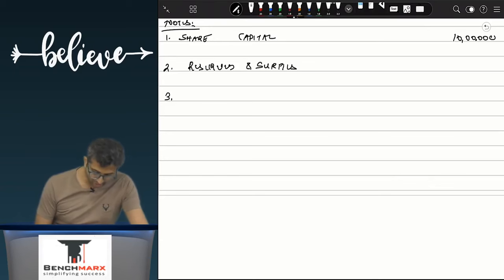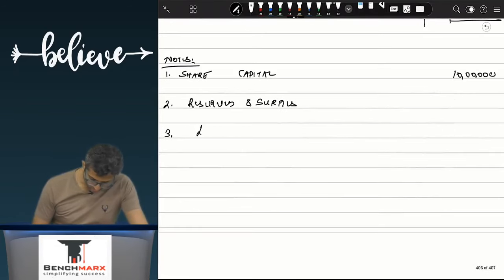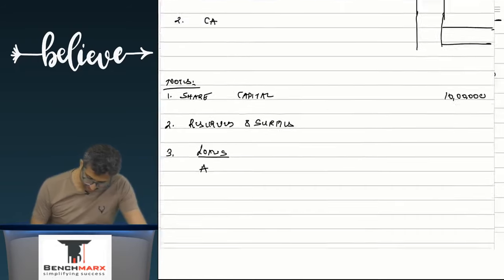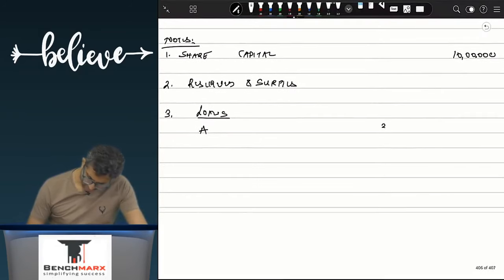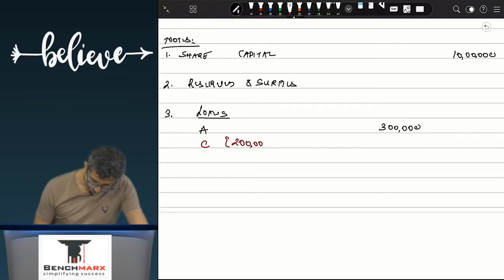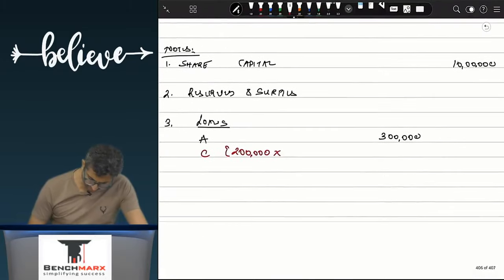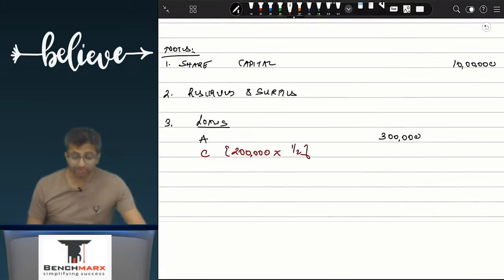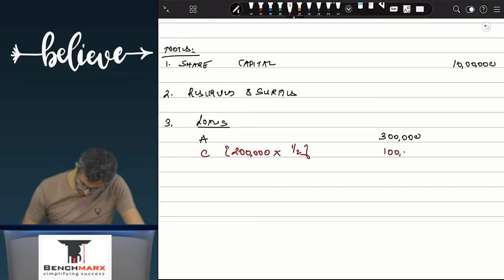Note 3. Share capital is note 1, reserves is note 2, long-term borrowings, loans. How much is A's loan? Will you take that? Yes, proportionate? Full. But then when I go to C, what will I do? 2 lakhs into 1 by 2 or 50%, whatever it is. Proportionate. If this was a subsidiary, then what would we have done? Full 2 lakhs and create a minority interest. So over here, this is 1 lakh. And hence this comes to 4 lakhs.